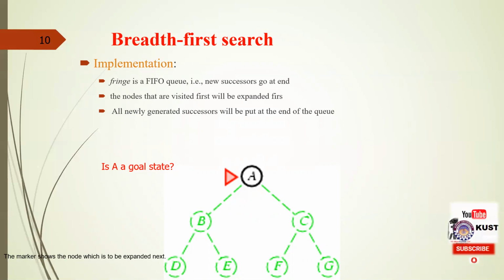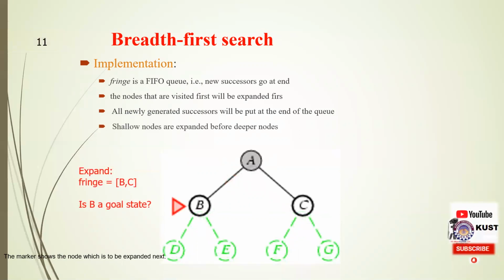If it is not a goal state, then the child nodes of A will be visited and queued into the fringe, which is a queue. Now the queue is not empty since there are two nodes, B and C, which are the successors, the child nodes of A.